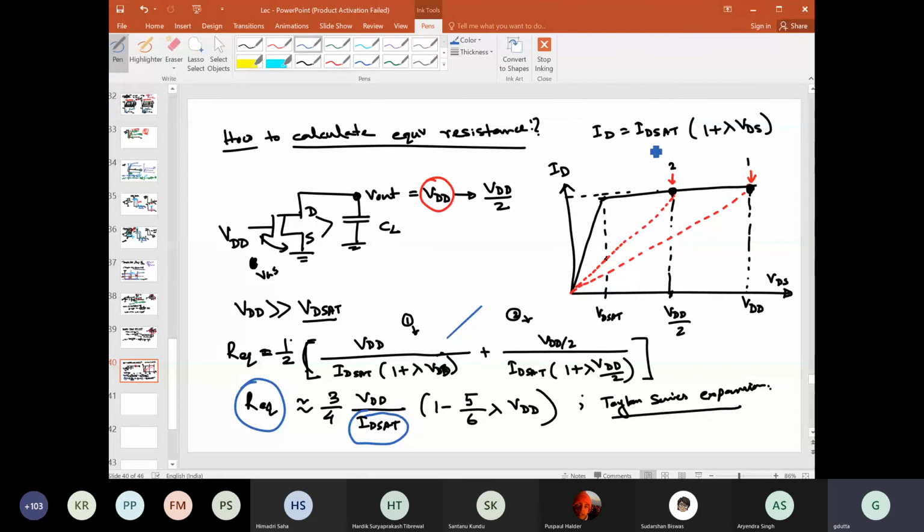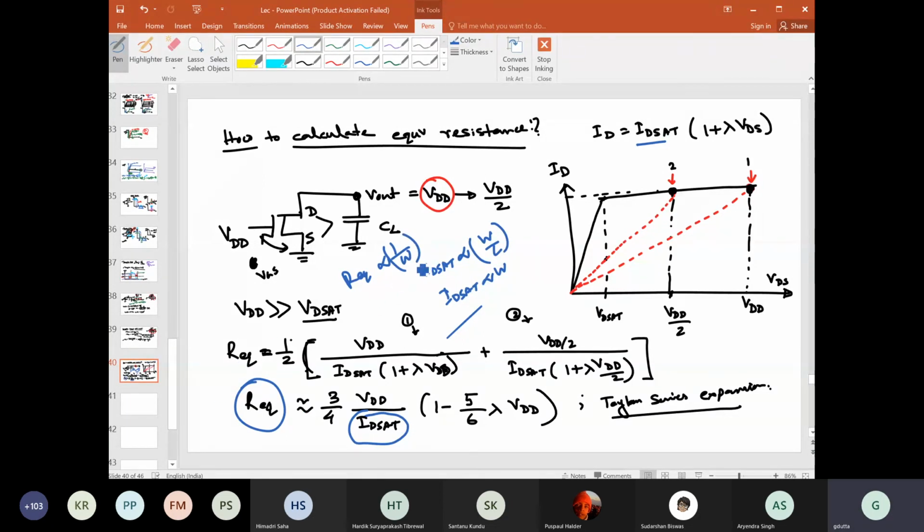Now what is this ID sat? ID sat is again proportional to W by L, right? And we have also discussed that generally for a fabrication technology, we do not keep the L variable. We always keep the L as the minimum one. So if you keep this L as minimum, then ID sat is proportional to W, right? So R equivalent, then we can easily say, is inversely proportional to W, right?